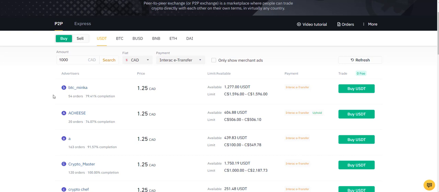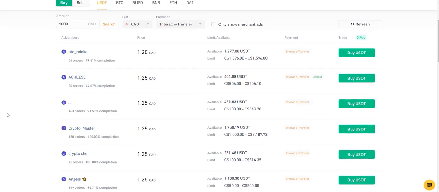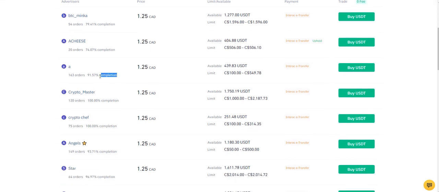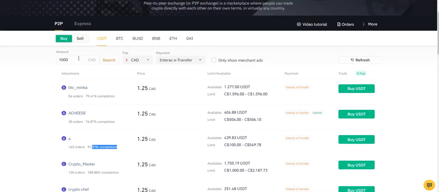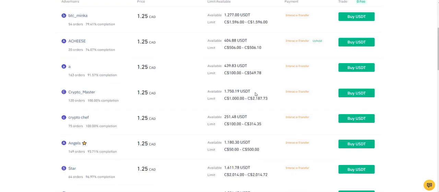So the second thing you want to check is the completion percentage. See, this guy doesn't complete his transaction most of the time, so that means that you're just wasting time. So you want to look for people that have above 90%. And in this case, for example, I said 1,000, so you want to make sure that they can cover your $1,000 Canadian in this case and convert it to USDT.